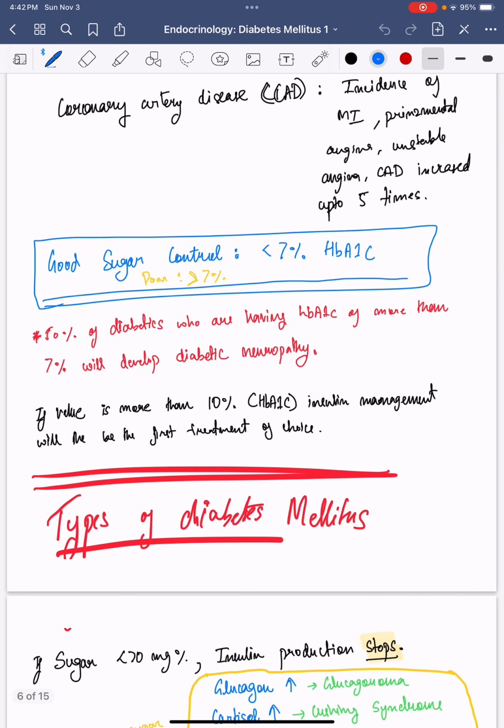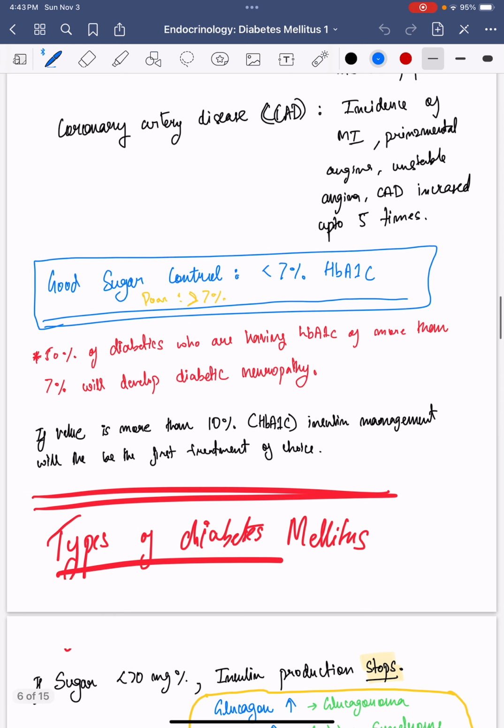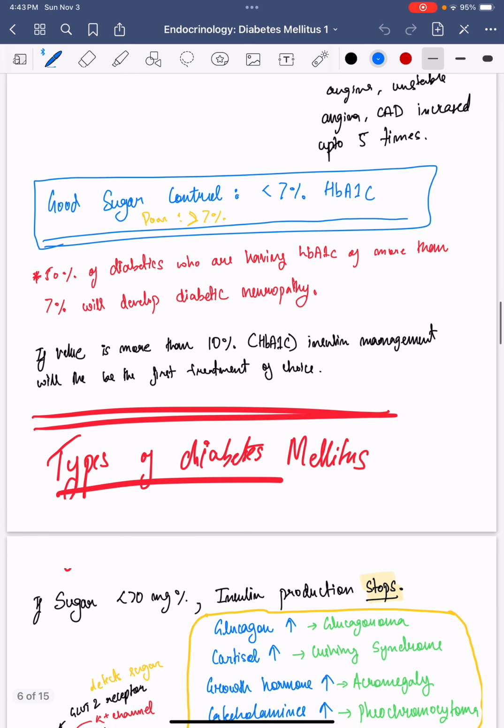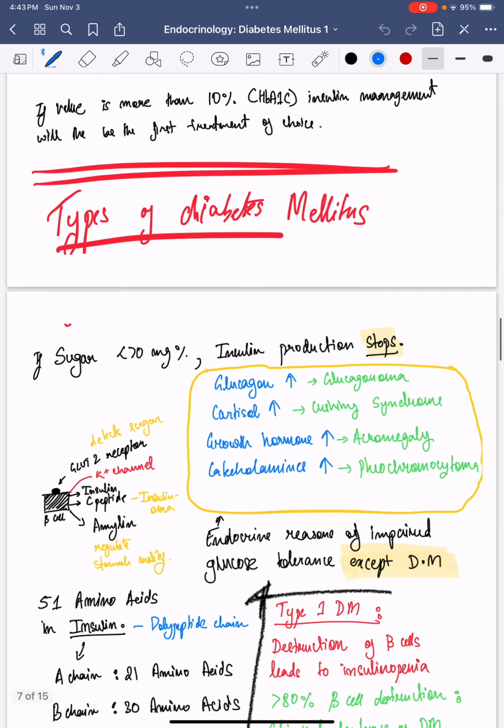So 50% of diabetics who have HbA1c of more than 7% will develop diabetic neuropathy, which is the most common microvascular complication. If the HbA1c value of the diabetic patient is more than 10%, then insulin management will always be the first treatment of choice for the patient.